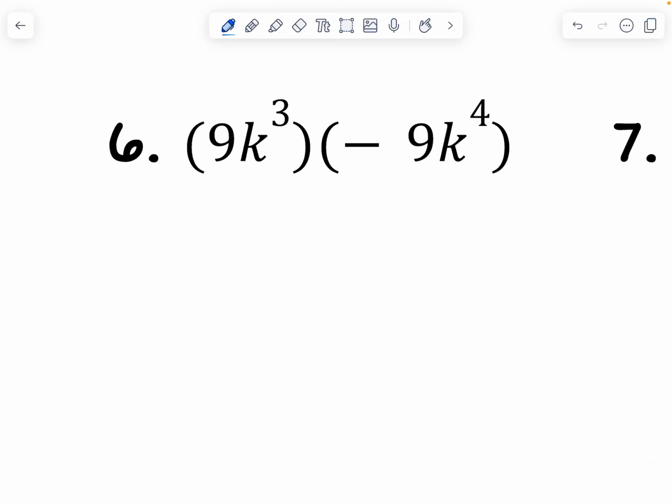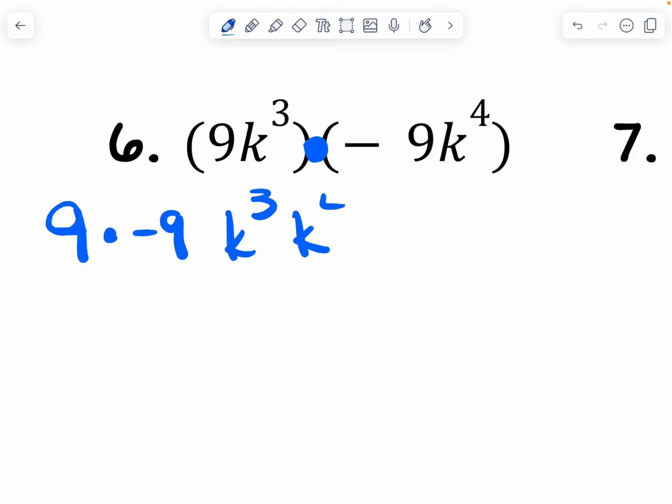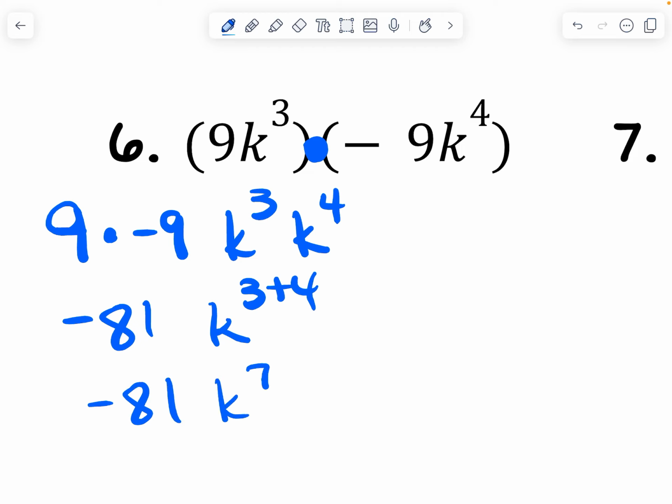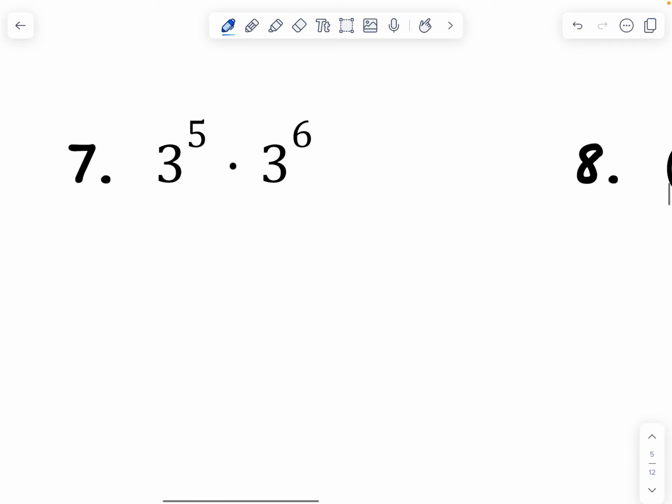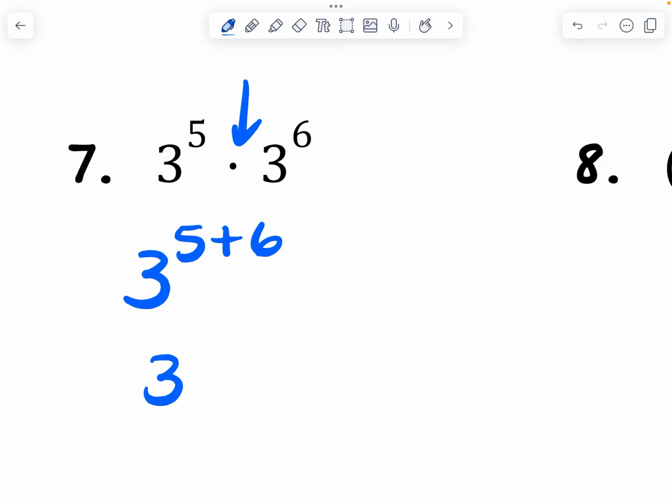Now, even though this has parentheses, there's no extra powers up here other than 1. There's nothing up there. So what's happening is we're actually multiplying these together. So I have 9 times negative 9, k to the 3rd, k to the 4th. So negative 81, k to the 3 plus 4, negative 81, k to the 7th. Next one, got multiplication going on here, so I add my exponents. Okay, that's 11.